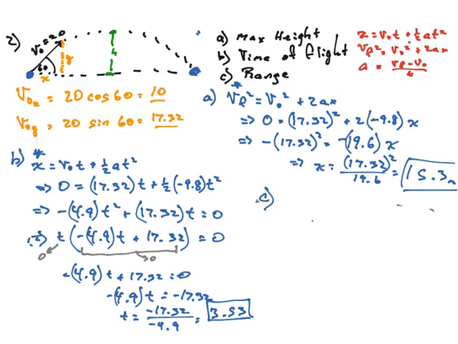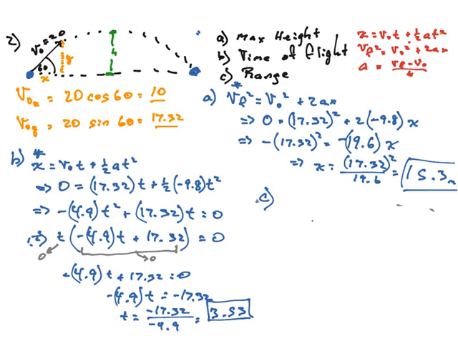Well, of course, we need to understand what range means. Range means the horizontal distance traveled. So, what is it I'm looking for? I'm looking for distance in the x direction. So let's look at our equations.